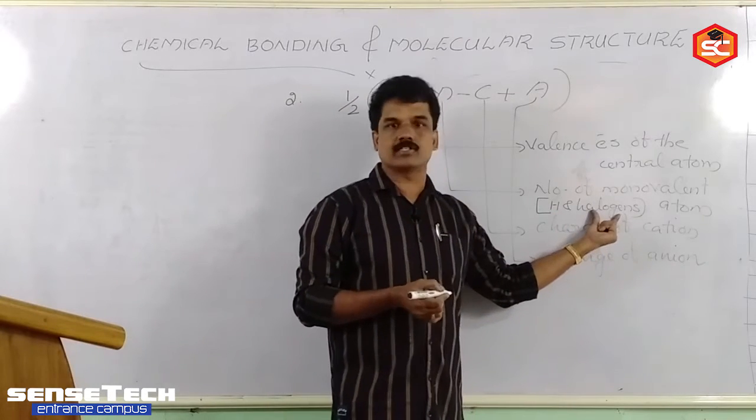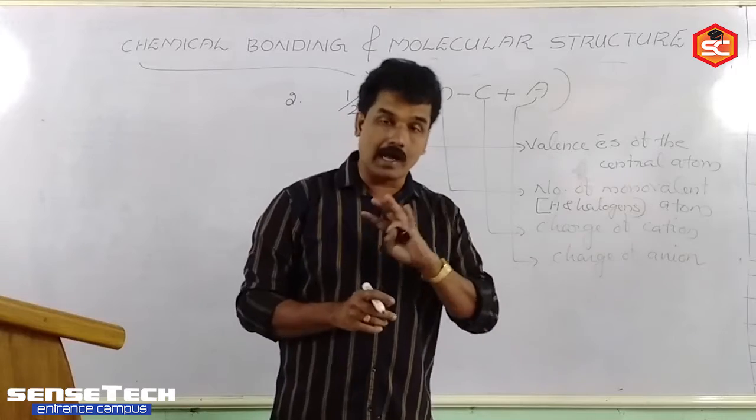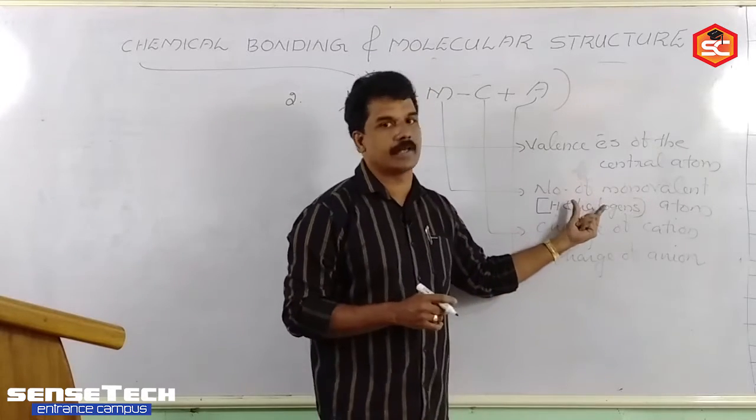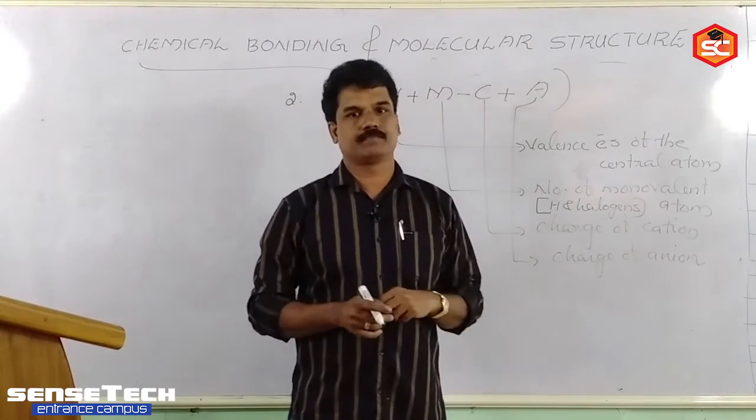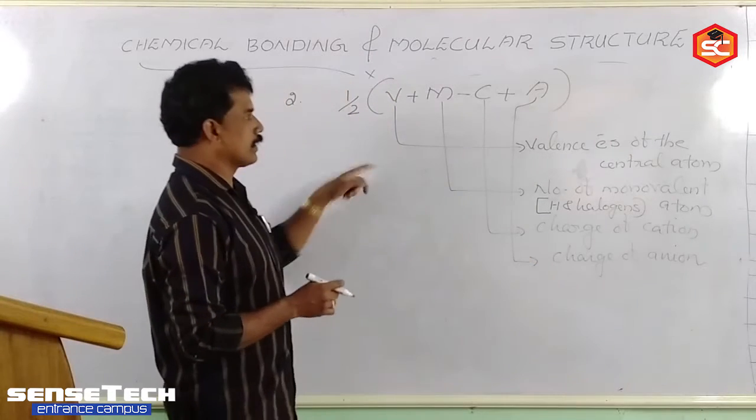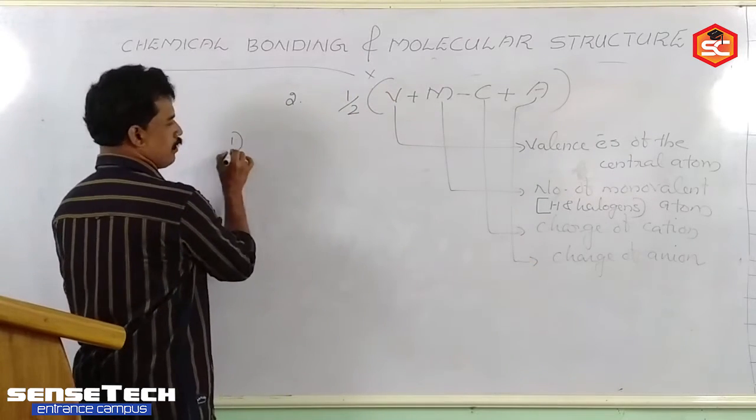Any number of halogen atoms, that also you have to consider. No other elements are there, so we are not considering the number of monovalent atoms. Clear? Now we can take the first example, one molecule.